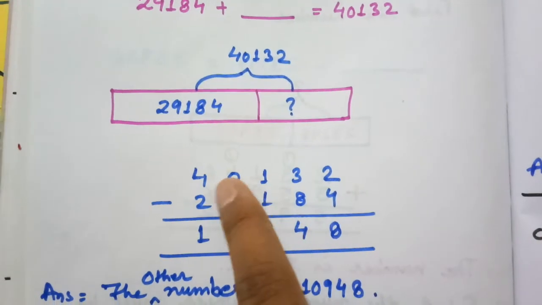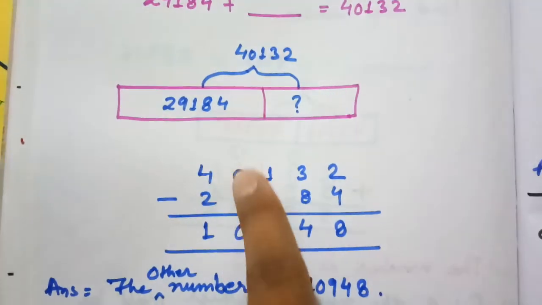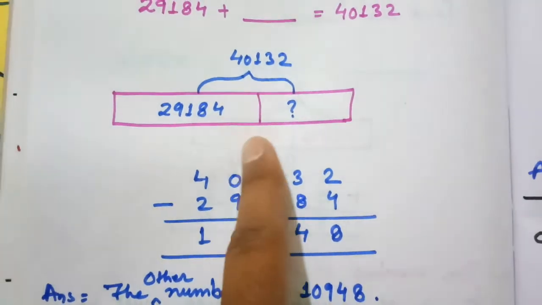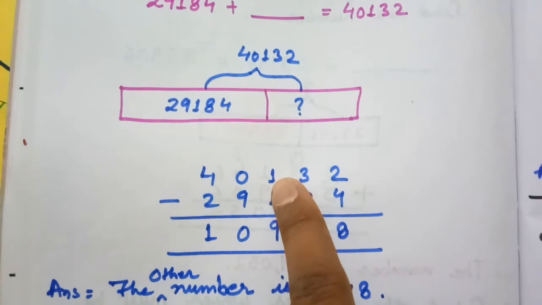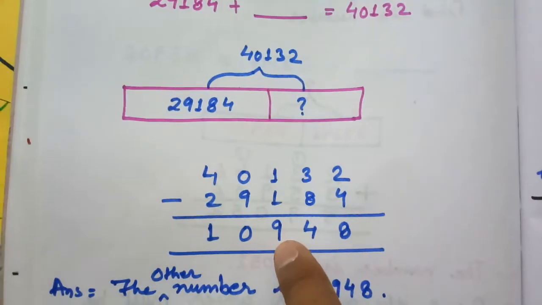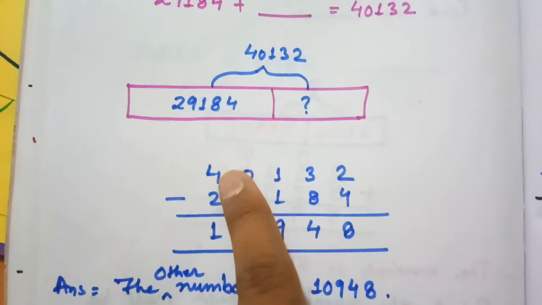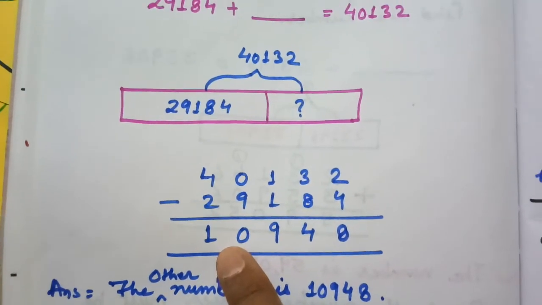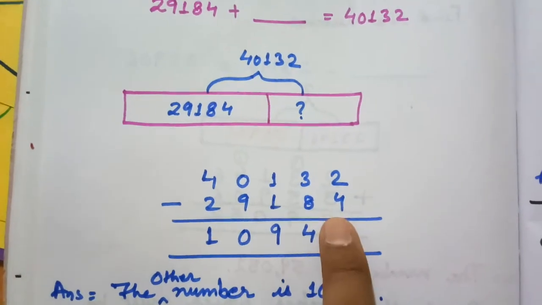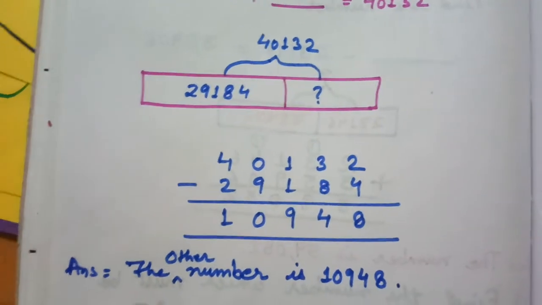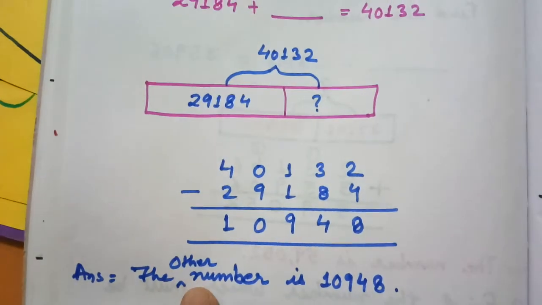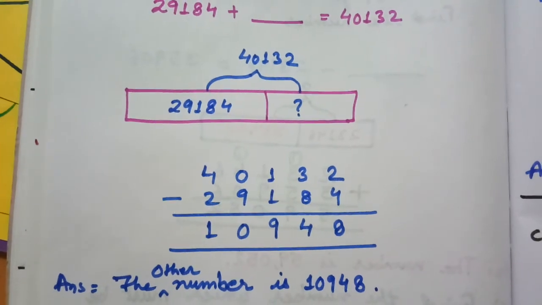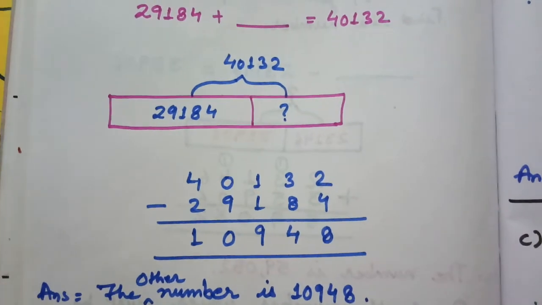So 1/10 will be borrowed, 4 will give 1/10 to this 0, and then it will become 10, and this 10 will give 1/10 to this 0. So 10 minus 1 is 9, and 9 minus 9 is 0, 3 minus 2 is 1. You all are in class 5, so I hope you are understanding this subtraction. So the answer is, the other number is 10,948. This is the way we solve question number 2D.